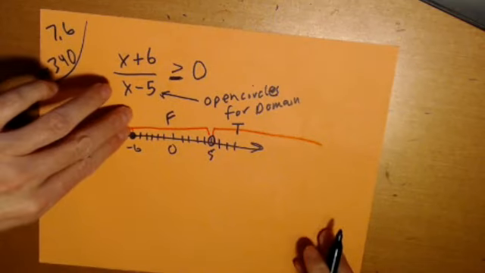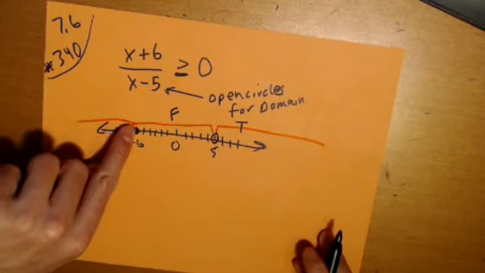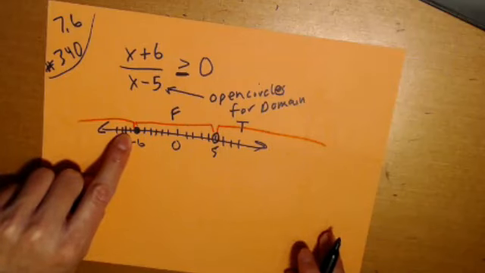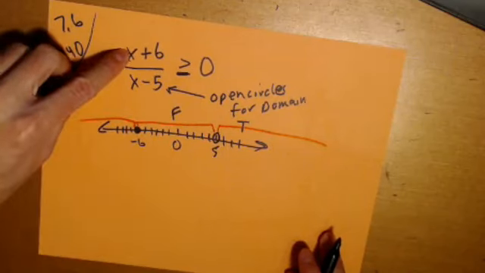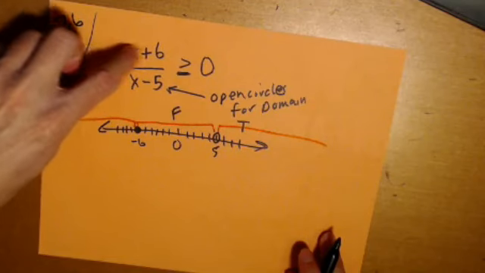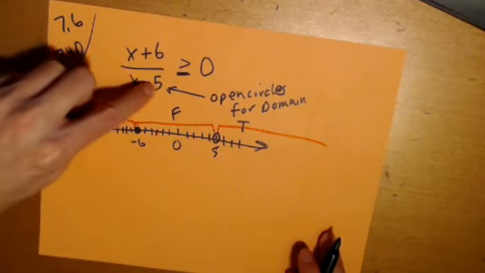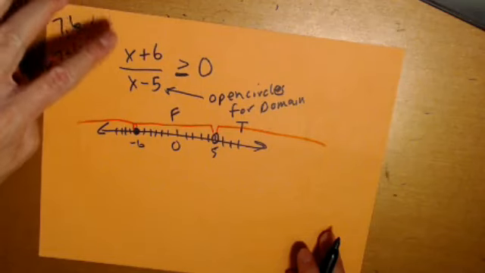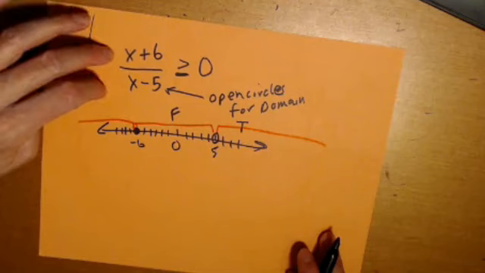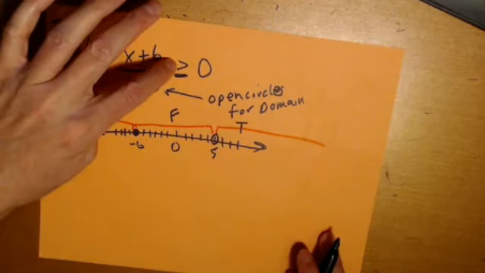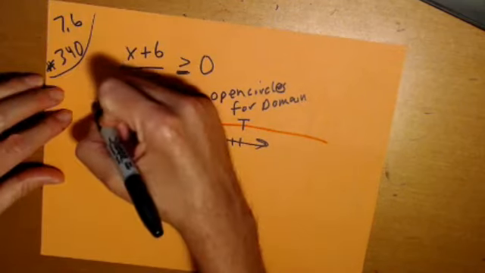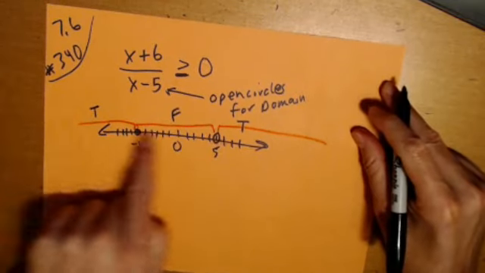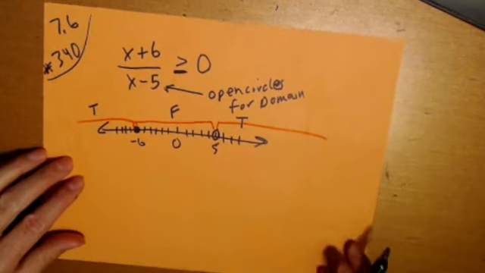Okay. Same game over here. Pick something to the left of this critical value. So maybe negative 7. If I plug in negative 7, that gives me negative 1 over negative 12. Negative over negative is positive, 1/12. Is 1/12 greater than or equal to 0? Yes. Whew. Okay.